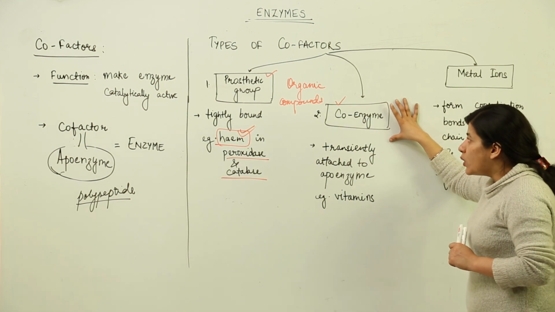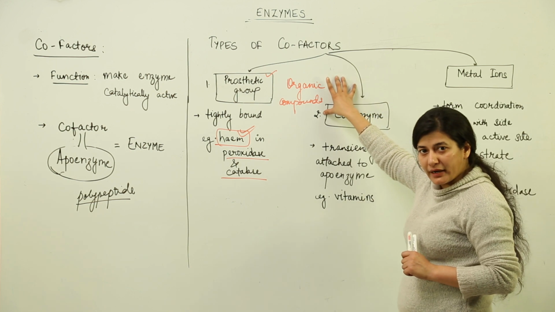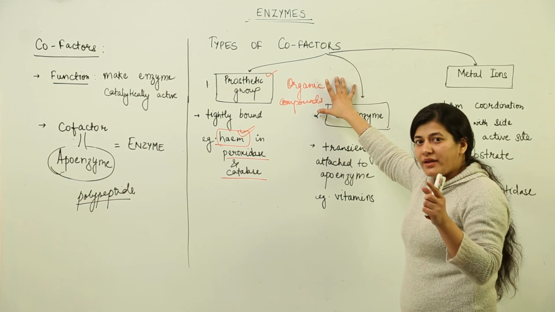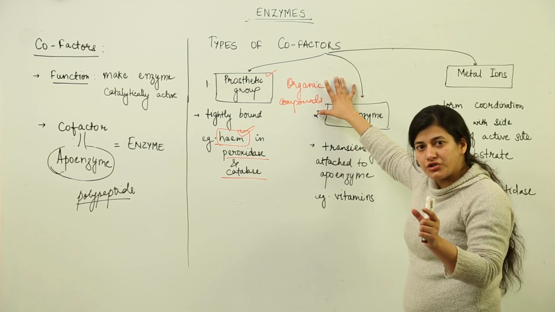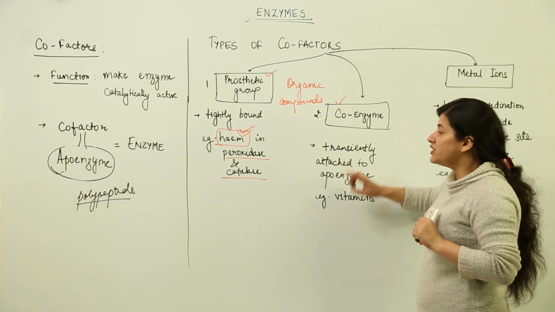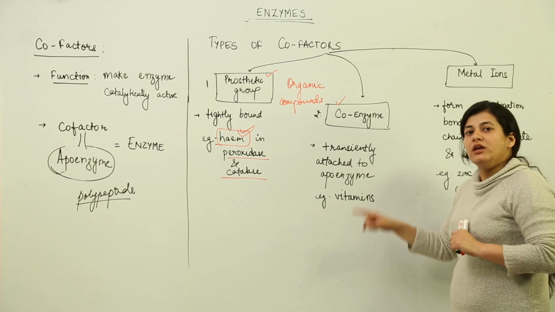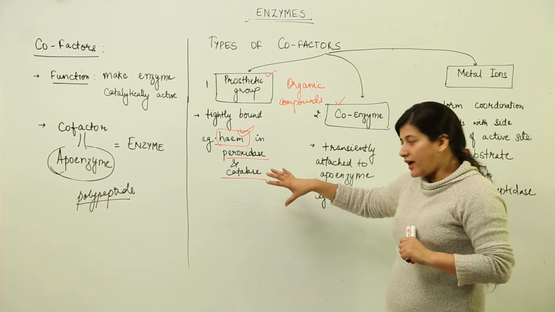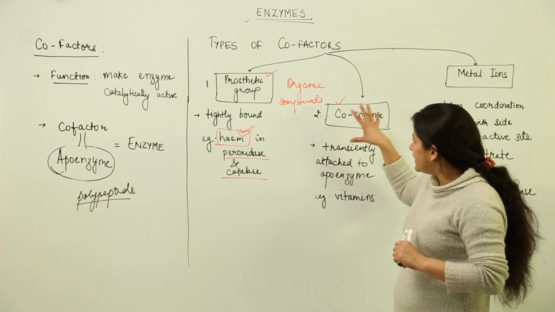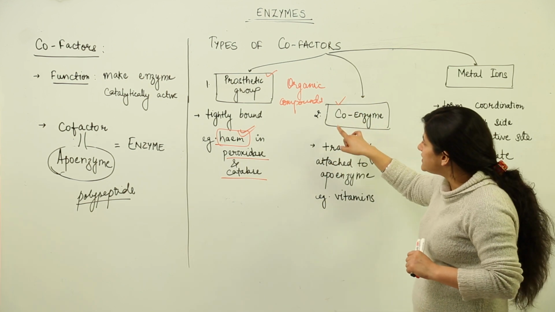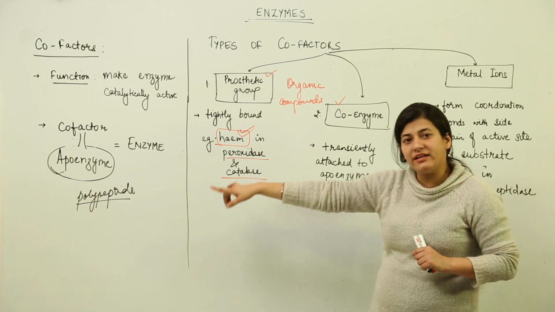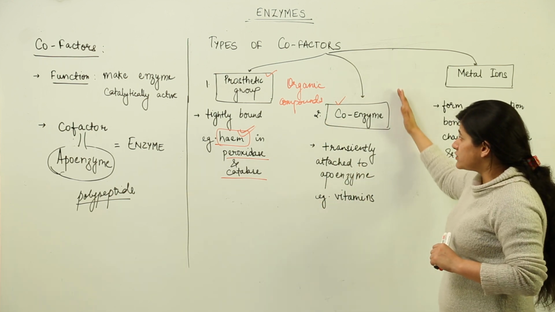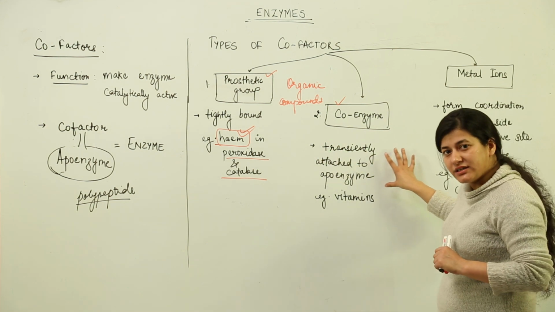coenzyme, because this coenzyme is that organic compound which is attached to the apoenzyme transiently. When I say transiently, that means for a short duration. And what would be that duration? That duration would be in the time of catalysis. When the enzyme has to work, it must have both coenzyme and the apoenzyme, then only catalysis would take place. So in the case of coenzyme, there would be a transient attachment.